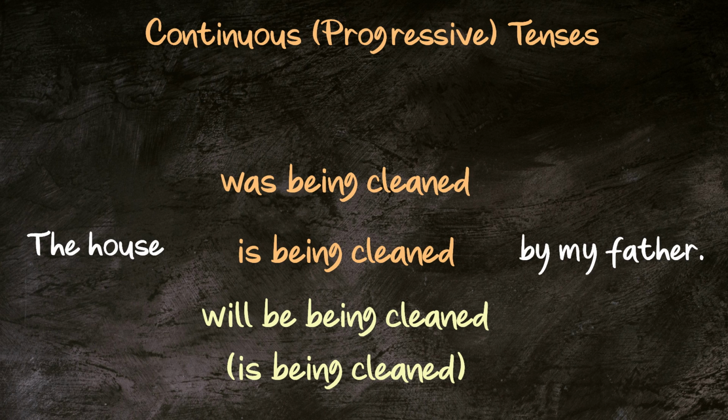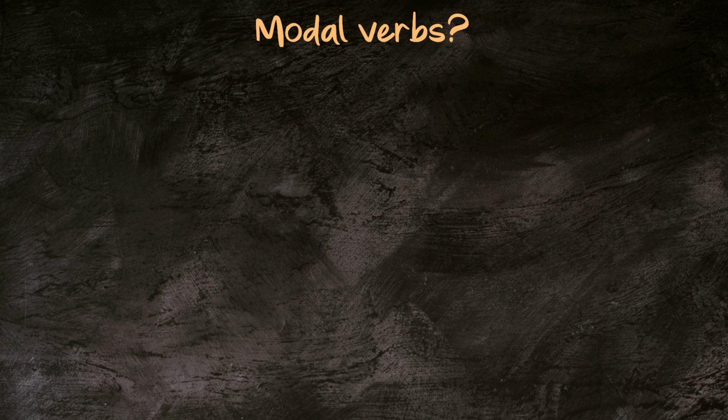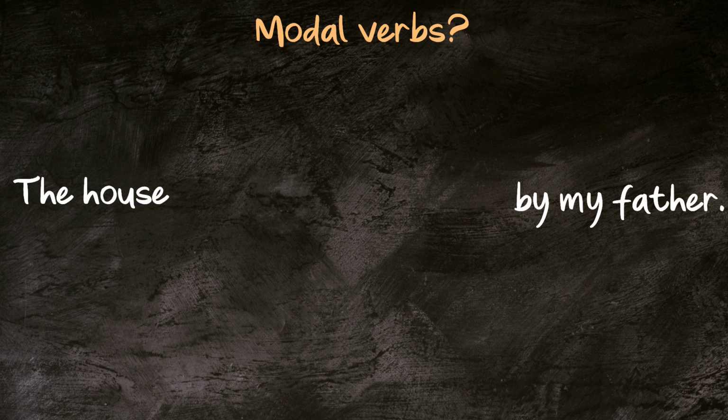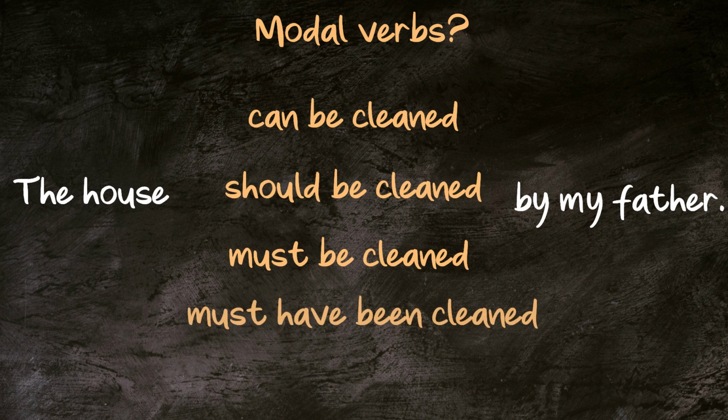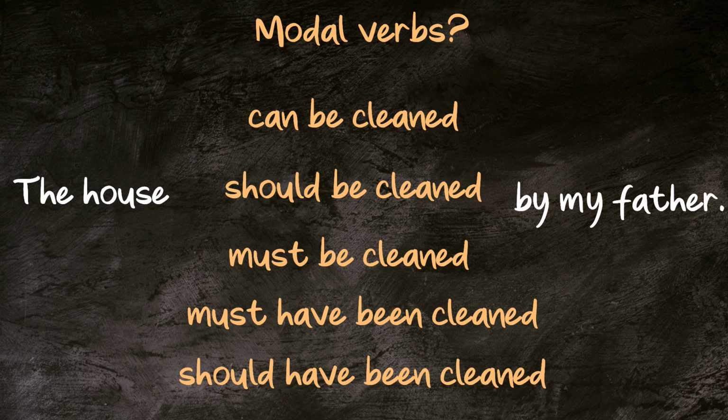Well, how about the modal verb passive voice? They are actually really easy as well. All you have to do is our usual swapping around and put the word be between the modal verb and the verb. Can be cleaned, should be cleaned, and must be cleaned. In the hypothetical form, instead of be, you put have been, as in must have been cleaned and should have been cleaned.